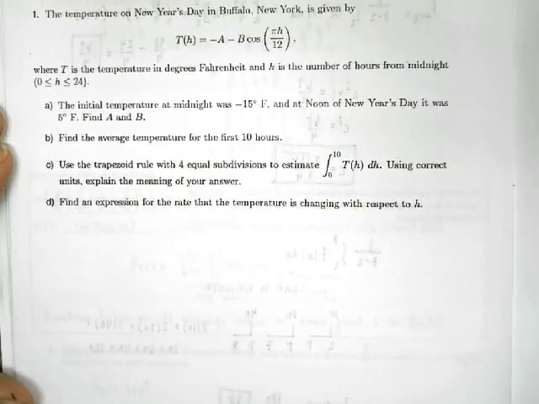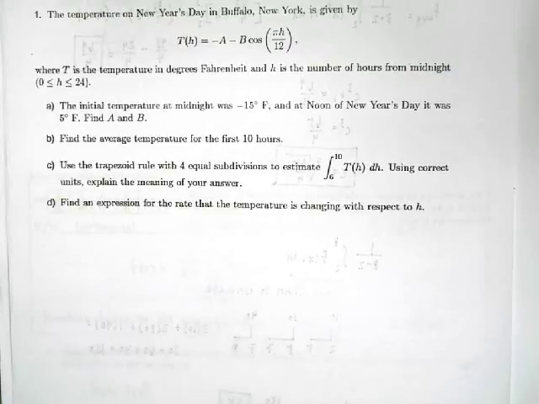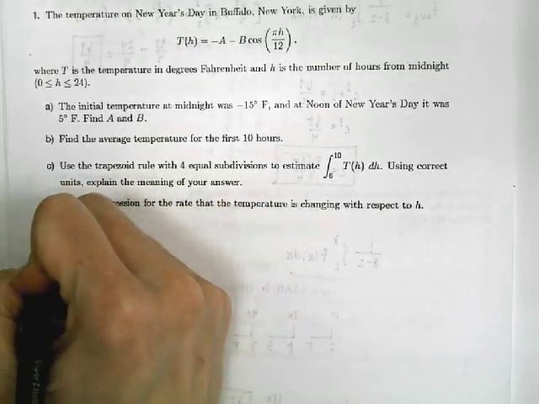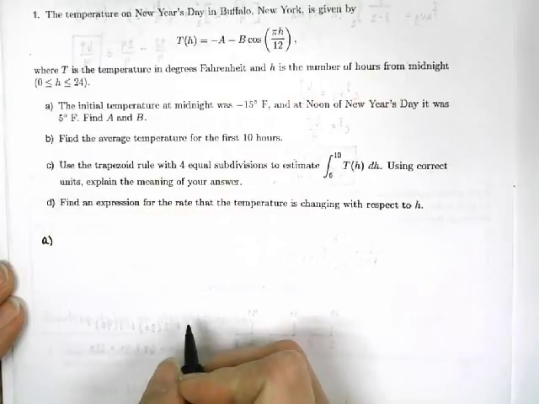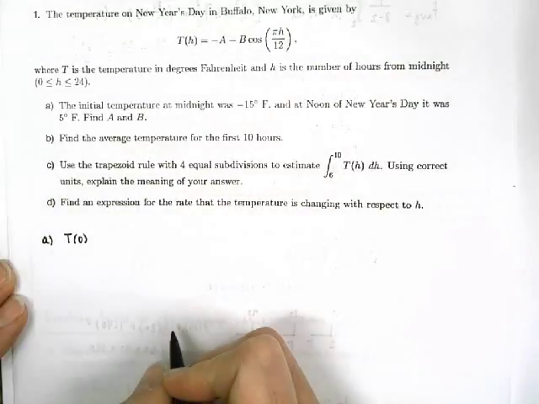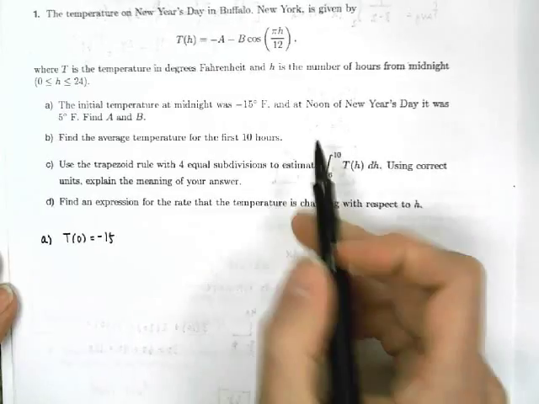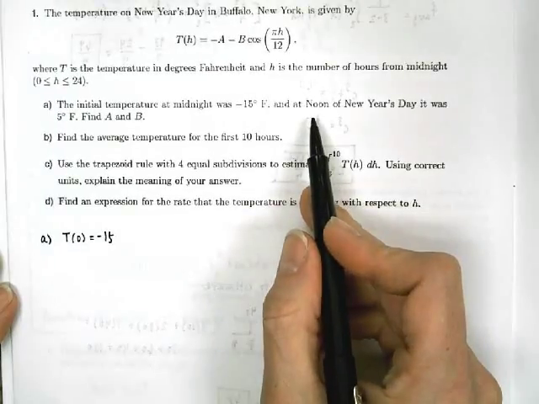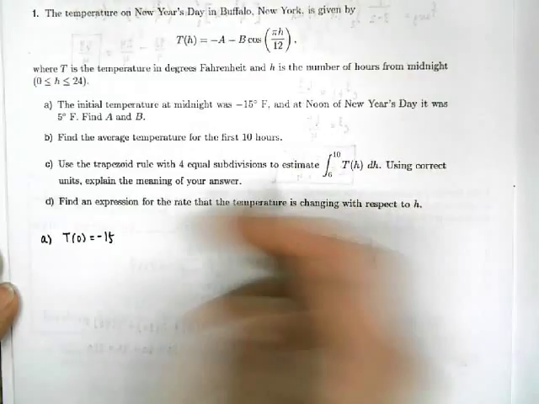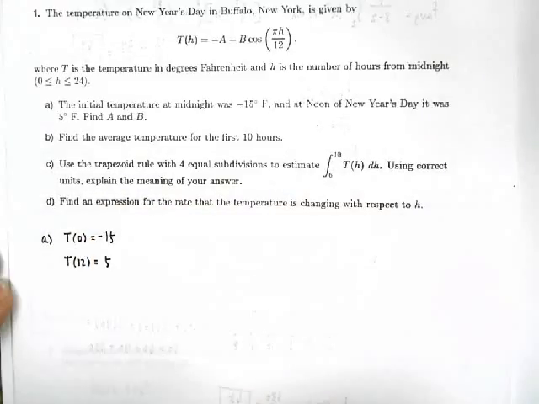For part A, it says the initial temperature at midnight was negative 15 degrees Fahrenheit, and at noon of New Year's Day, it was 5 degrees Fahrenheit. And it's asking us to find A and B. What I know from this problem is that if the initial temperature was negative 15 degrees, T of 0 is equal to negative 15. And it's telling me at noon of New Year's Day it was 5. So noon is going to be H is 12, so I know that T of 12 is going to be 5.